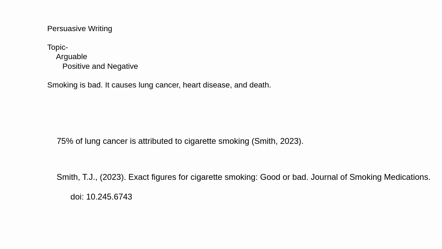So here we have Smith 2023 in the text, right? So I'm telling the reader that this figure came from this source, and then when the reader wants to learn more about it, they go to the reference page and they find Smith 2023, and they can go to that DOI and read all they want to, just read to their little heart's content about what they said about lung cancer and cigarette smoking. So that's the purpose behind doing the in-text citation and the reference page.